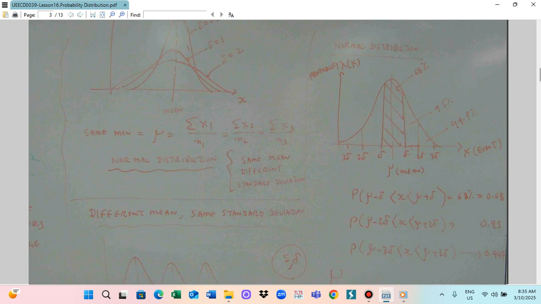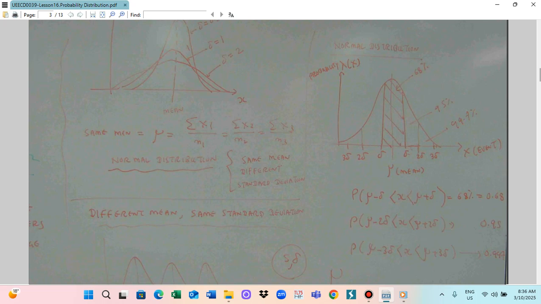And then we can see the 2 standard deviation. So 2 standard deviation is mu minus 2 delta, and x is between mu minus 2 delta to mu plus 2 delta. So in this case, for 2 standard deviation, the total area will be 95%. So this becomes 0.95. And also 3 standard deviation, so mu minus 3 delta.